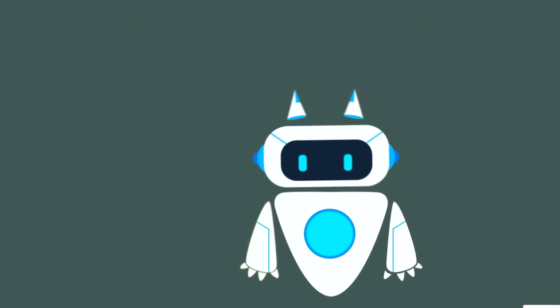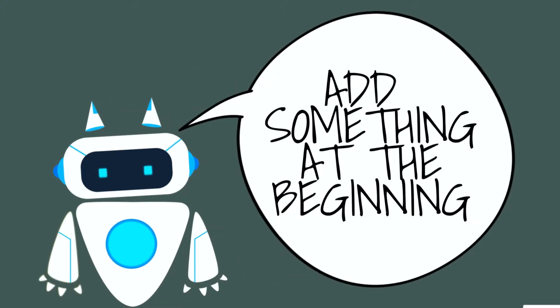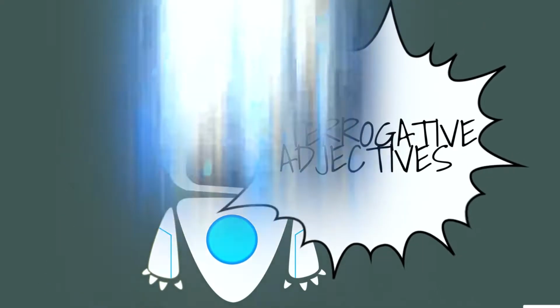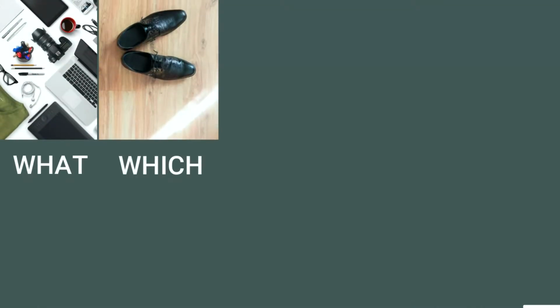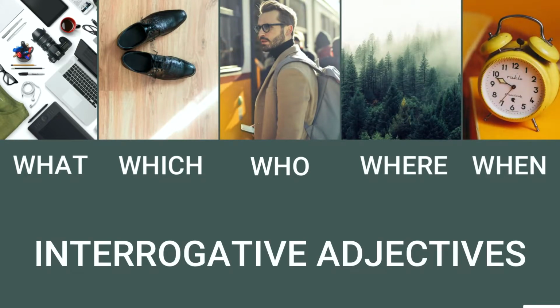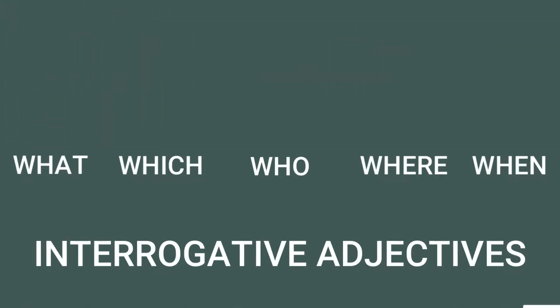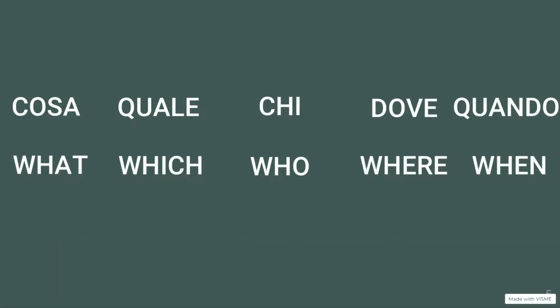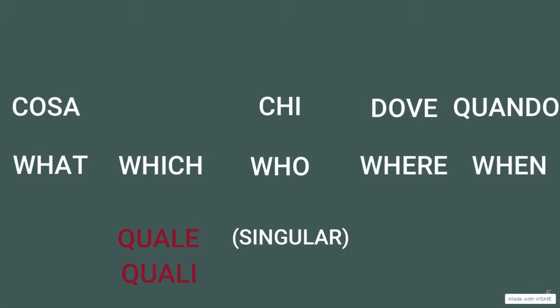Second, in both English and Italian, we often add something at the beginning of our sentences, like interrogative adjectives. What, which, who, where, and when. Those words have pretty much the exact translation in Italian: cosa, quale, chi, dove, quando. Luckily for us, only quale changes to the number of the following noun or nouns. Quale for singular and quali for plural. The other four remain unchanged.